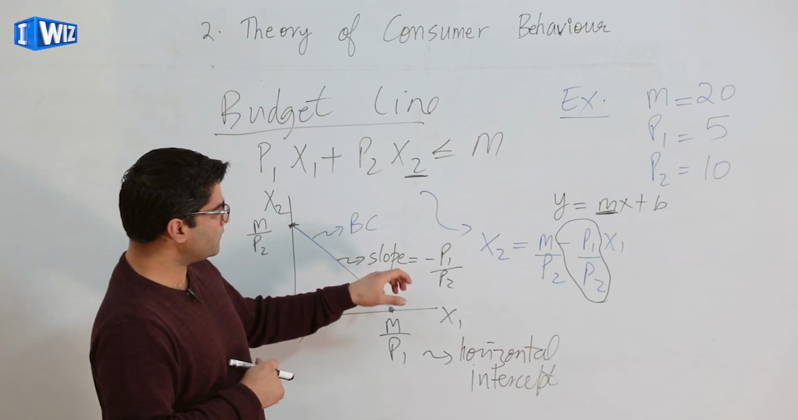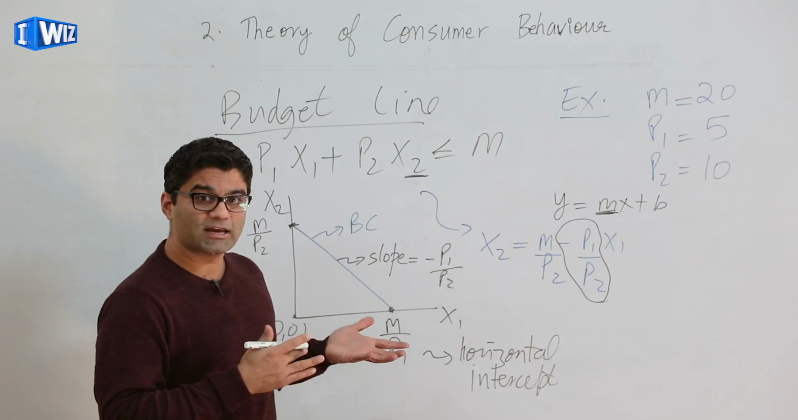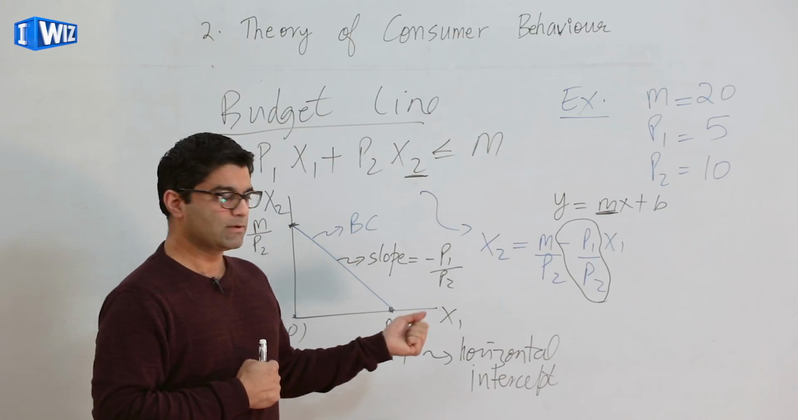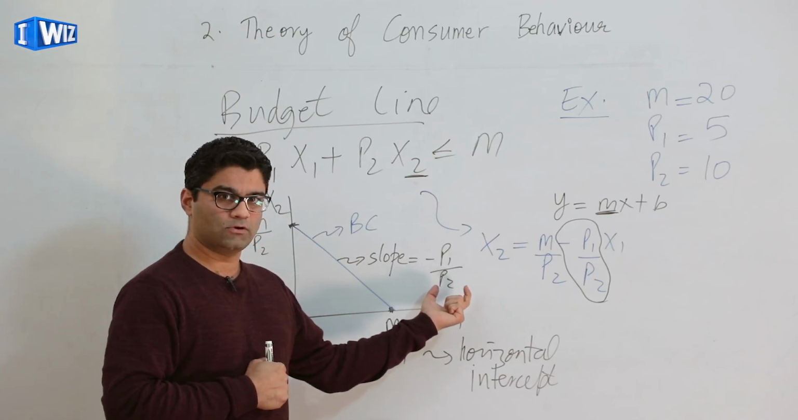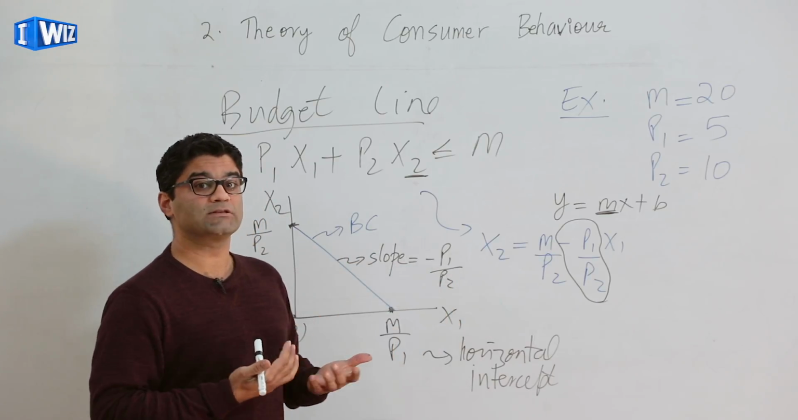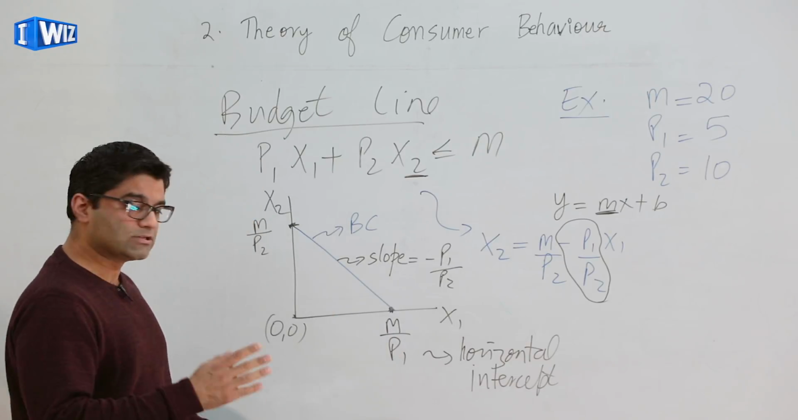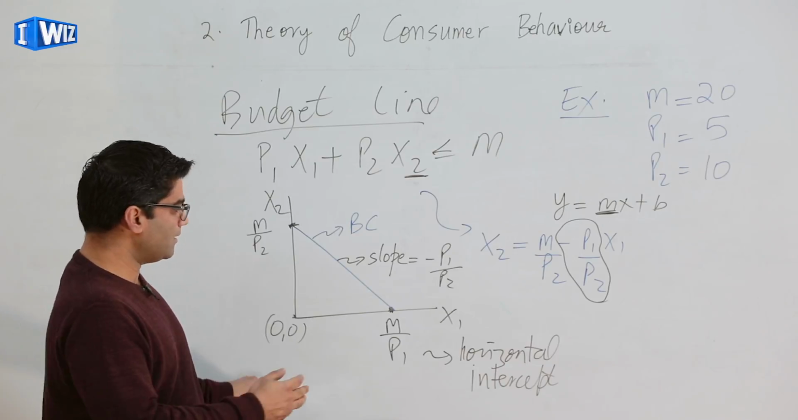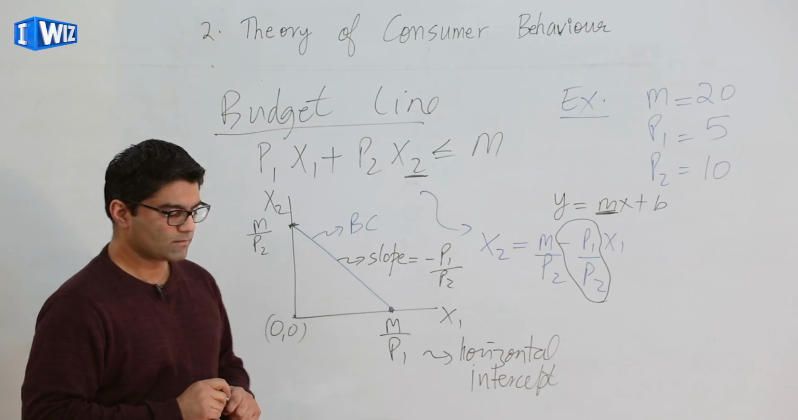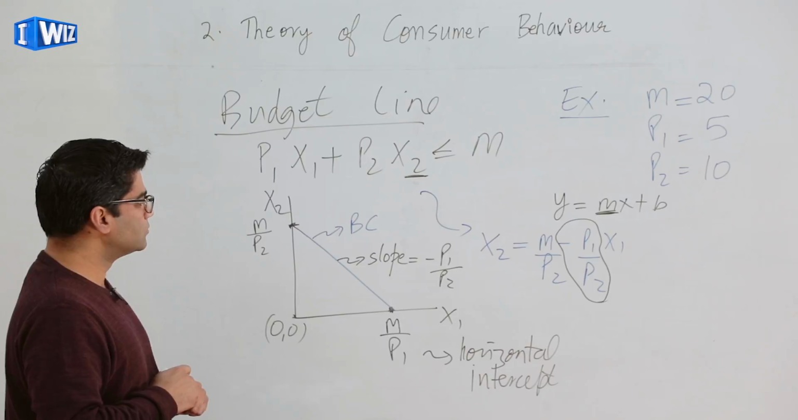So in economics, a lot of times we just ignore this sign because we know that there's a negative relationship, and we just look at the absolute value of p1 over p2 to represent the slope. Again, if you're not comfortable, you can keep including the negative sign there. It does not make a difference in analyzing it economically.